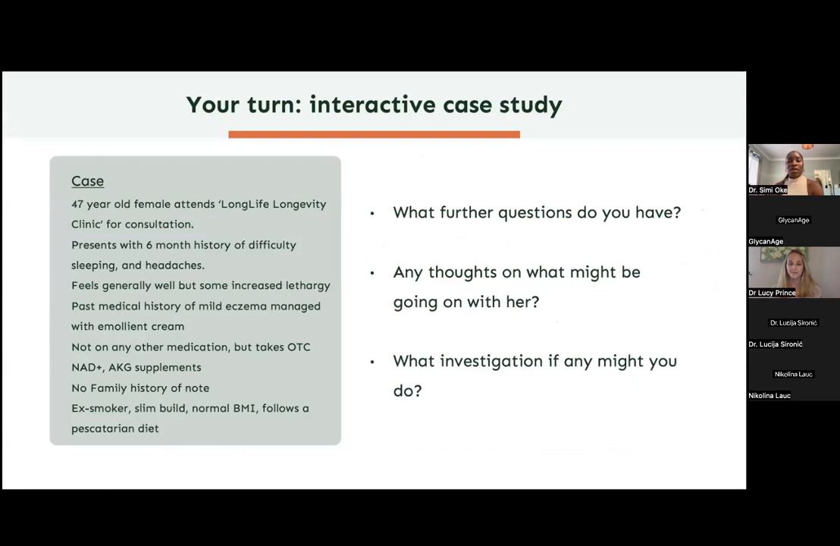Next, I wanted to do a bit of an interactive case. I feel like sometimes, especially if you're in practice or if you're an individual, it can be hard to understand how actually you would implement a test. And so I'm just going to run through this interactive case.